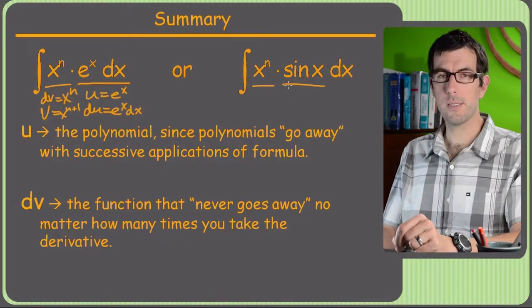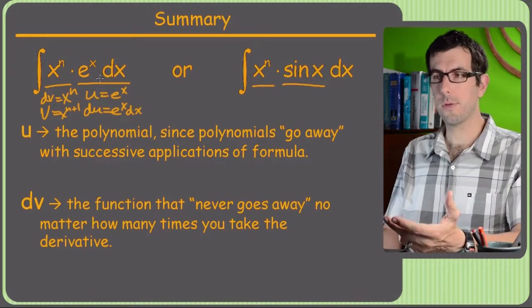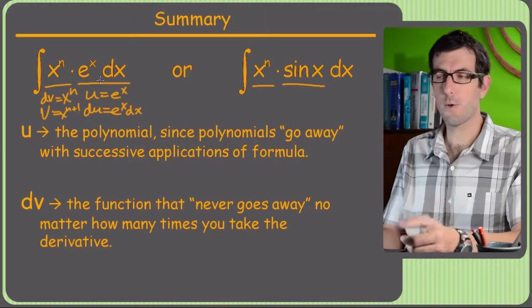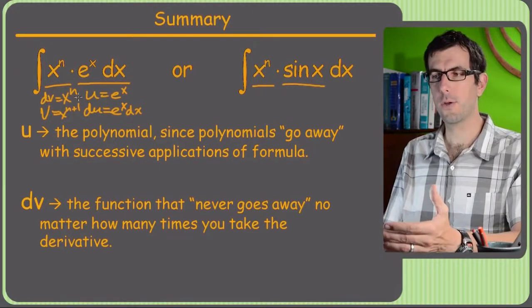And in the next video, we're going to see that whenever you have a natural log, you actually also want to make that your u, because the derivative of natural log is just 1 over x, or 1 over u. So that's another way to get stuff to go away, is by making natural log your u.